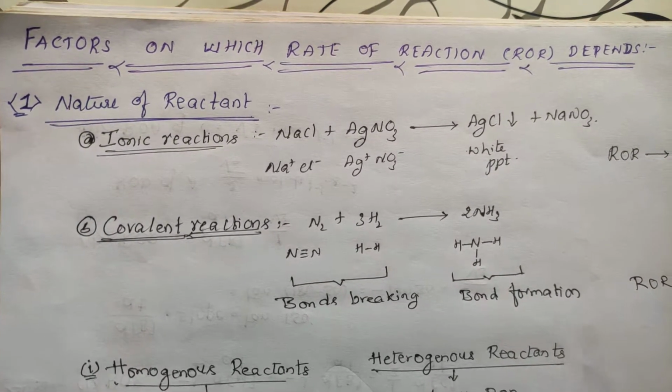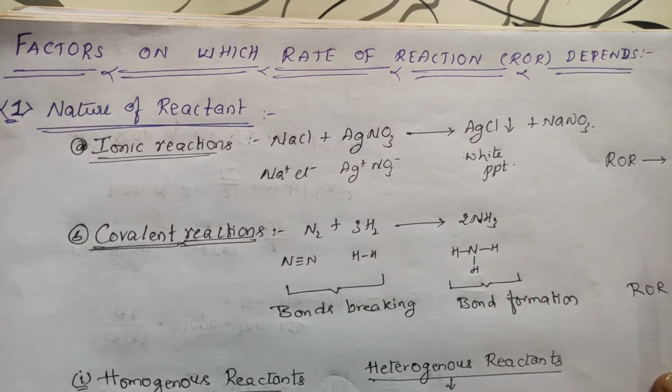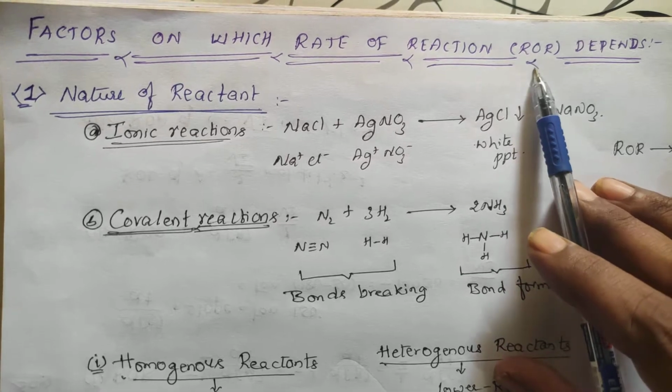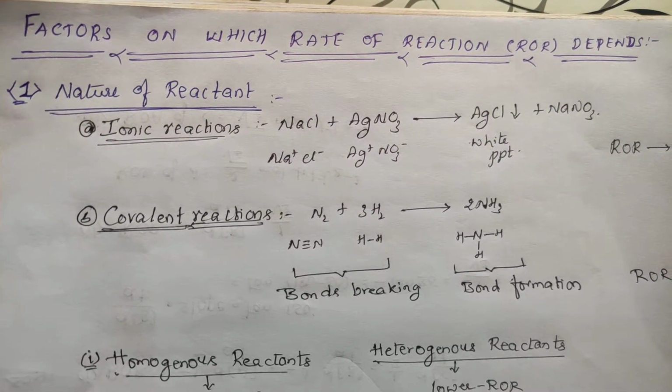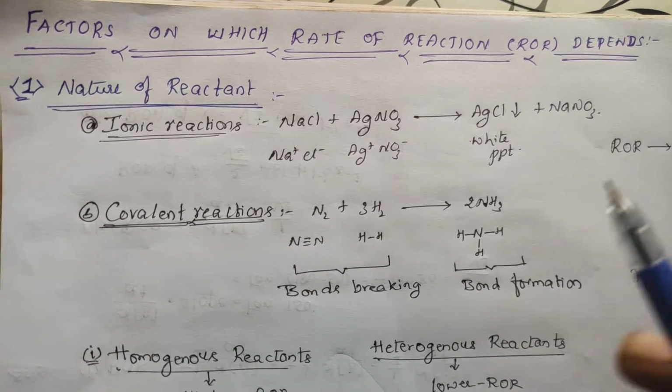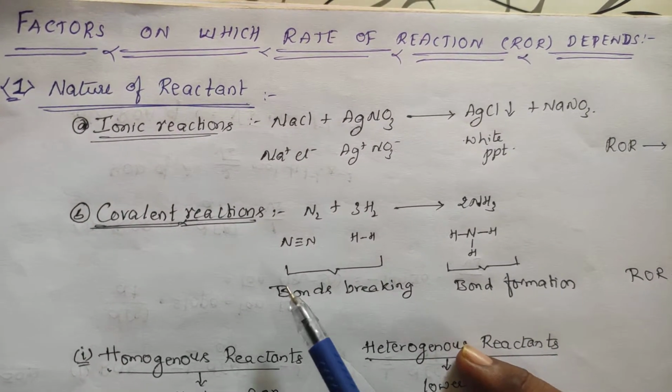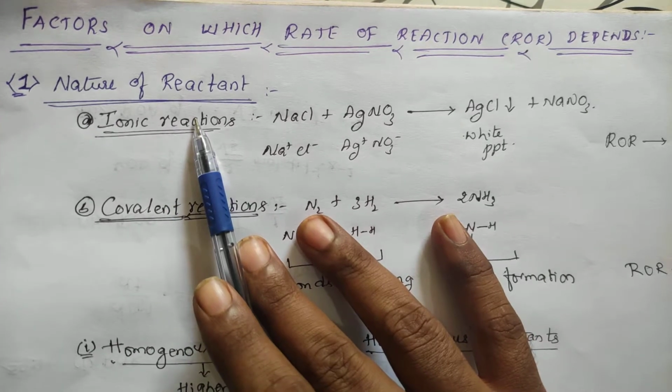Today in this lecture we are going to deal with the factors on which the rate of reaction depends. So ROR, the speed of the reaction, depends upon what factors? Entirely this video is dedicated to the factors on which the rate of reaction depends. So the first one is nature of the reactant.